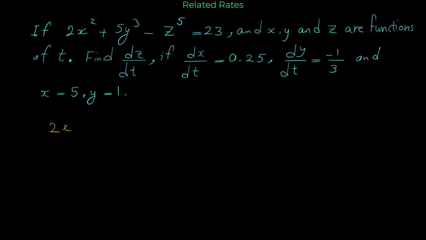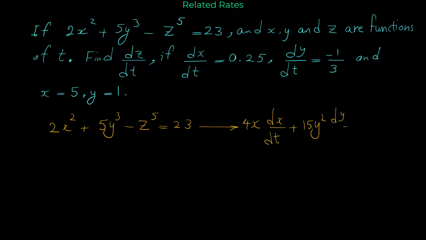We have this equation between the variables: 2x to the 2 plus 5y to the 3 minus z to the 5 is 23. If we differentiate both sides with respect to t, the derivative of 2x to the 2 is 4x. Don't forget to multiply it by dx over dt. The derivative of 5y to the 3 is 15y to the 2 dy over dt. The derivative of z to the 5 is minus 5z to the 4 dz over dt. And the derivative of 23 is 0.